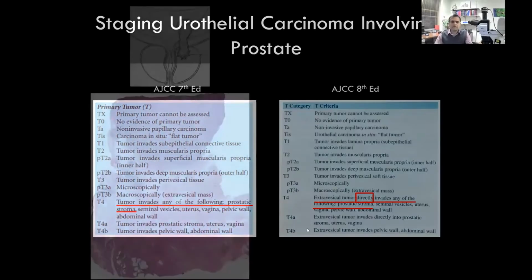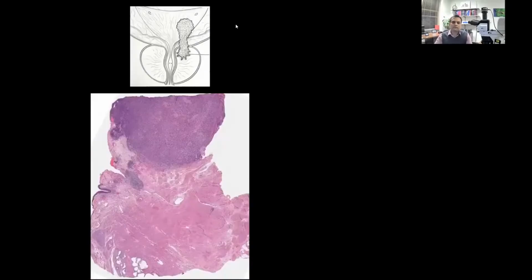So what does this mean? Here you see an example of a urothelial carcinoma. That's the coronal section of the bladder and prostate, which starts in the bladder and then penetrates through the wall of the bladder neck and goes into the prostatic stroma. So essentially, in real life, it would be like this, and you see a prostatic stroma here, and it has to extend all the way like that.